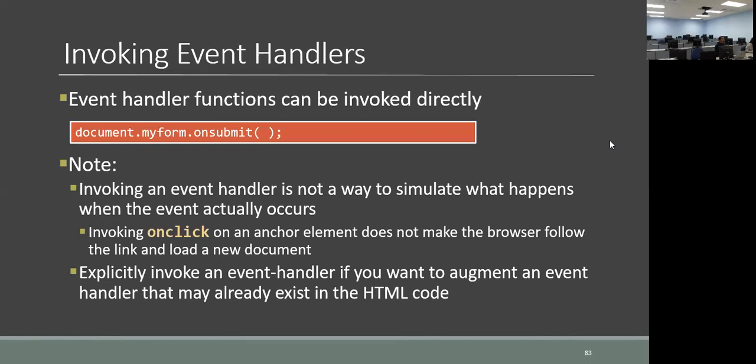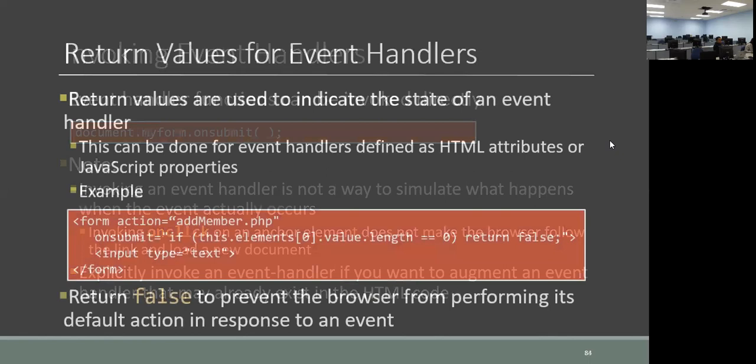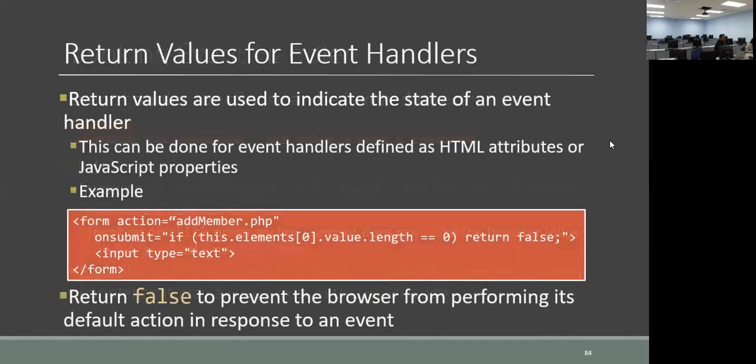So you explicitly invoke an event handler if you want to augment an event handler that already exists in HTML code. Fine. As well as expected, you could use return values, because functions have return values.